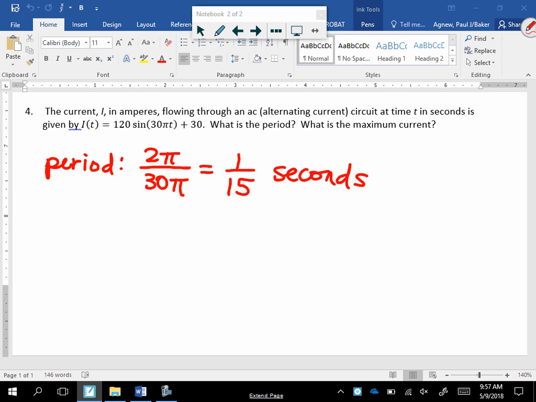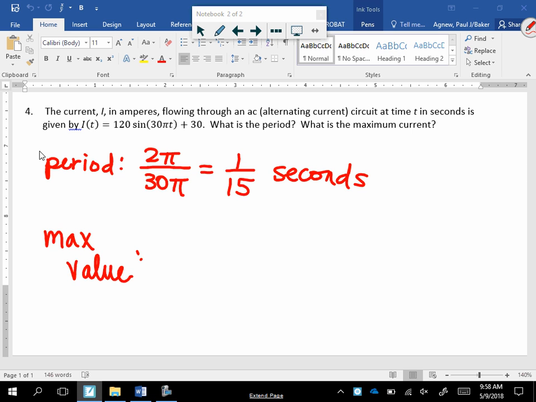Okay, because the period is the length along the x-axis, or in this case the t-axis, because the variable is t where x normally is, and t is measured in seconds. So every 1/15 of a second, this current is repeating itself. Then it asks for the maximum current, like the biggest y value, the biggest value for I. Anybody want to take a shot at that? 90.